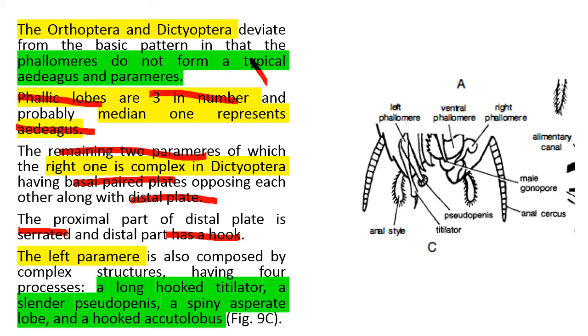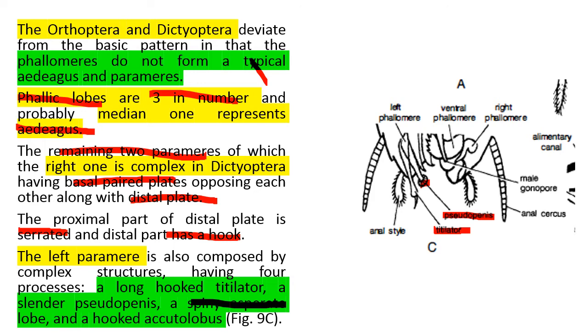The left paramere is very important. It is composed of four structures. As you can see in the labeling, first is the titillator, which is hooked, then second is the pseudopenis. Third is the spiny aspirate lobe, and the fourth structure is the hooked acutolobus. These two parts are not labeled here.